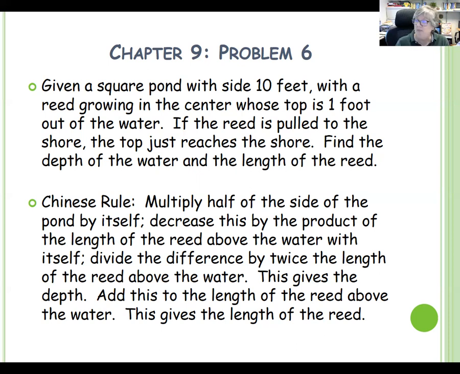Here's one of them. Given a square pond with side 10 feet. Okay, so think about what this is going to look like. You've got a pond, and if you looked at it from the top, it would be square, 10 feet on each side. That square pond goes down into the earth, straight down. I don't know how far. In the very middle of the pond, there's a reed, a bamboo stick is coming out of the very middle of the pond, and it sticks out about 1 foot. It sticks out 1 foot above the water.